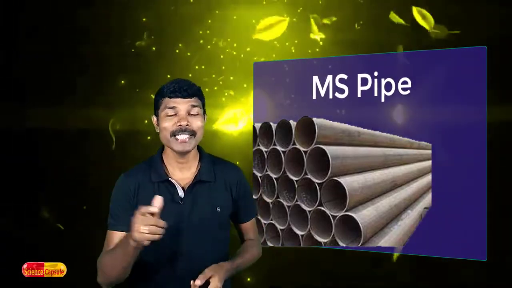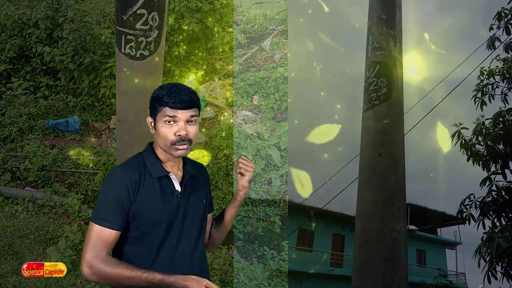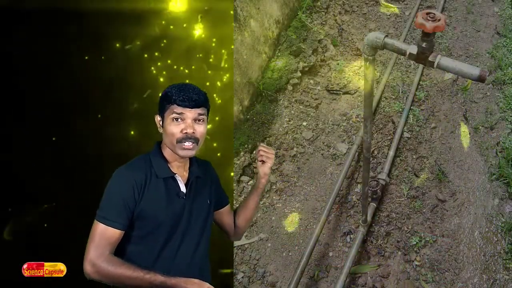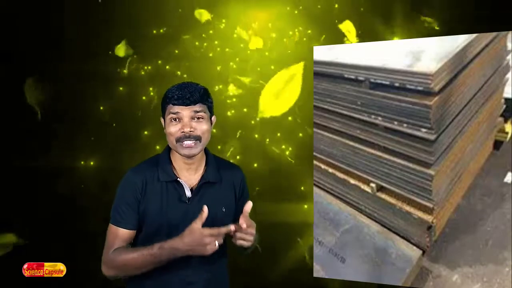You will find GI pipe and MS pipe in various places. For example, on electrical poles, you will find GI pipe. Sometimes MS pipe is also used. Water connections and making roofs, these are the places where these materials are used. Sometimes GI sheets and MS sheets are also used for making floor materials. So what is this GI and MS actually? Let us find out in this video.